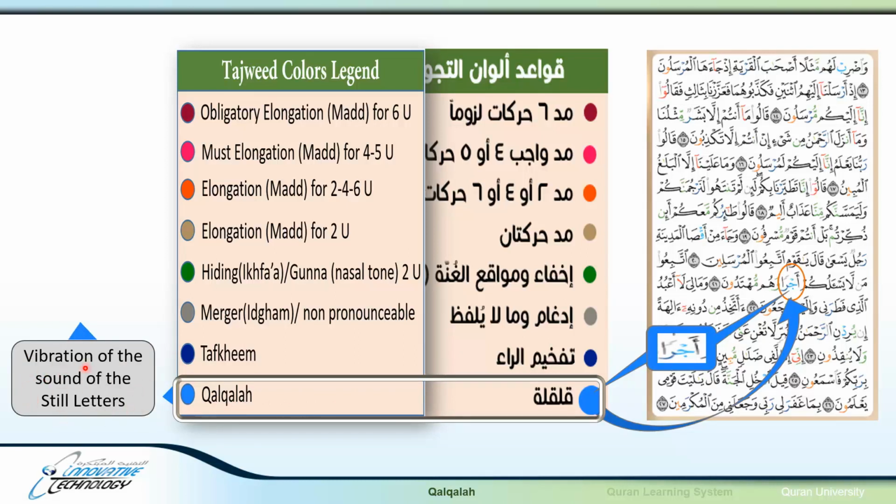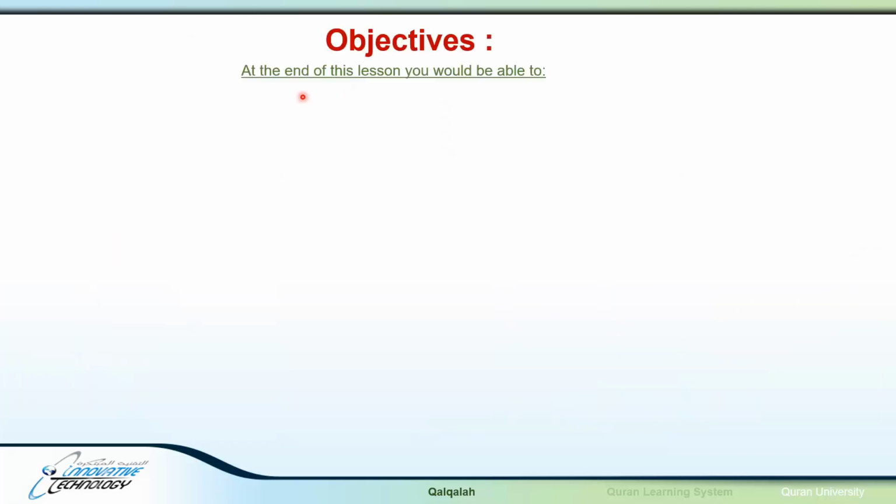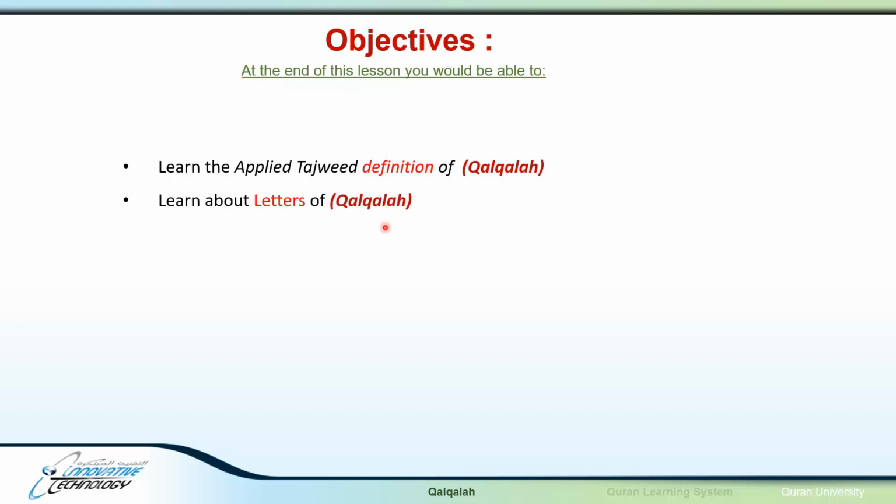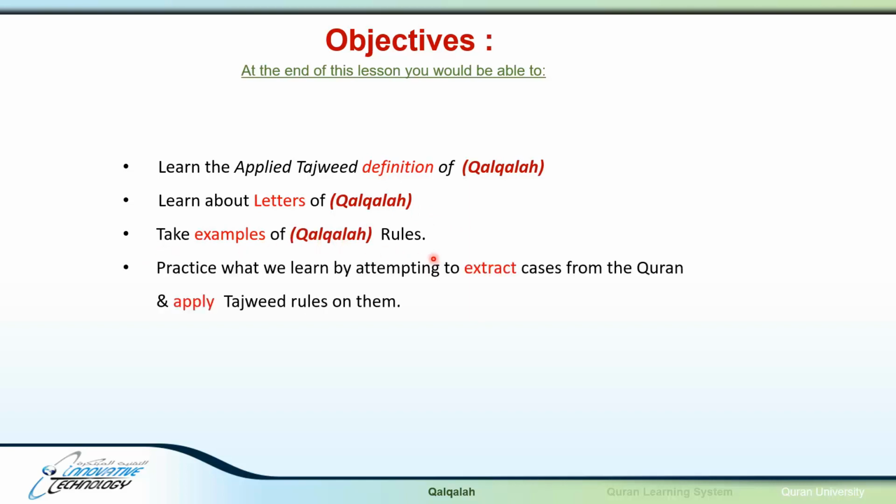And this is basically our lesson for today, the Qalqalah lesson, which is symbolized by the color light blue in Mushaf al-Tajweed in addition to the sukun symbol. By the end of this lesson, you'll be able to learn the applied Tajweed definition of Qalqalah, learn about the letters of Qalqalah, take examples of Qalqalah rules, and practice what we've learned by attempting to extract cases of Qalqalah from the Quran and apply Tajweed rules on them.